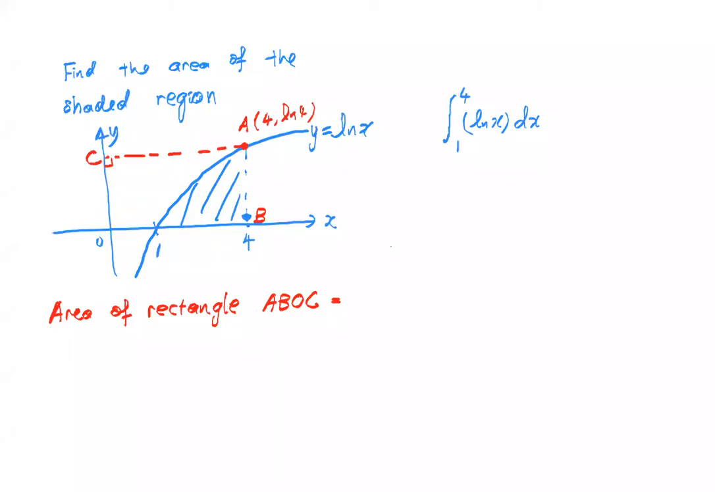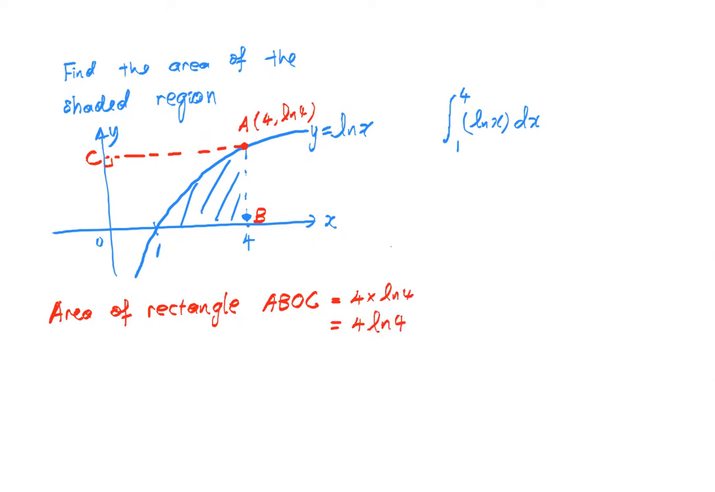Okay, how do you know it's 4 ln 4? Yeah, the x coordinate of A is 4. So the width of the rectangle will be 4. The y coordinate of A will be the height of the rectangle. So that's why it's 4 times ln 4. So this will be 4 ln 4.